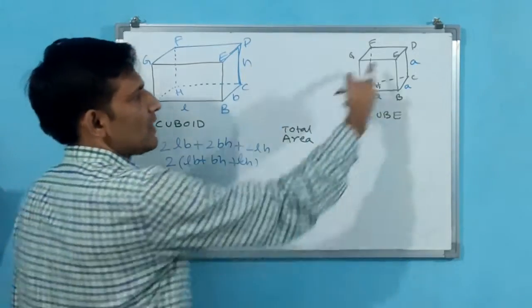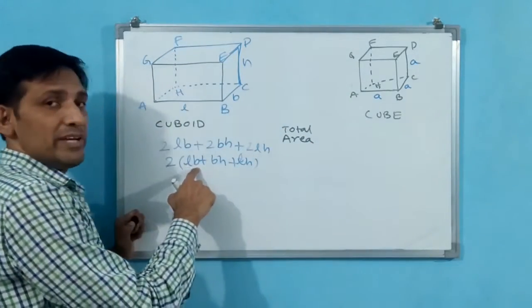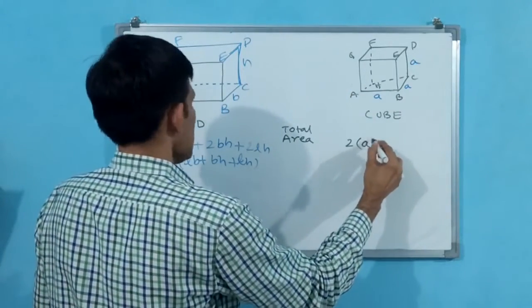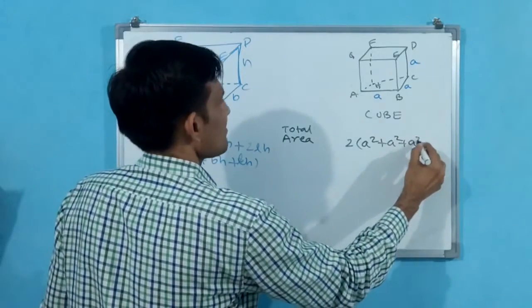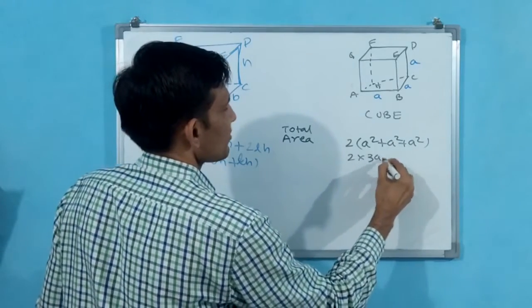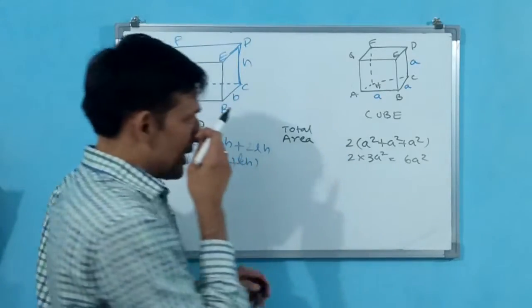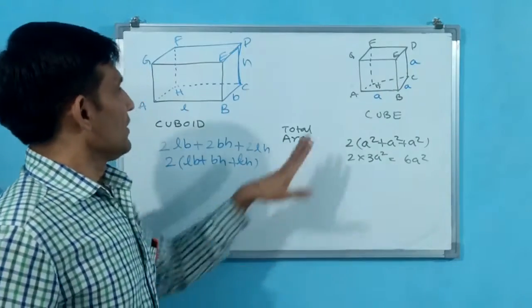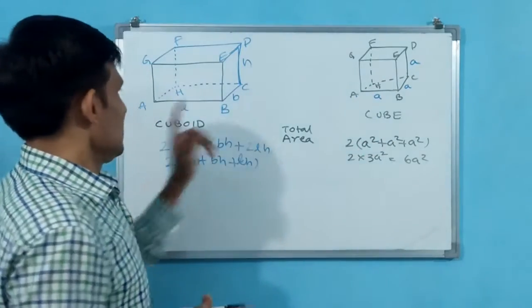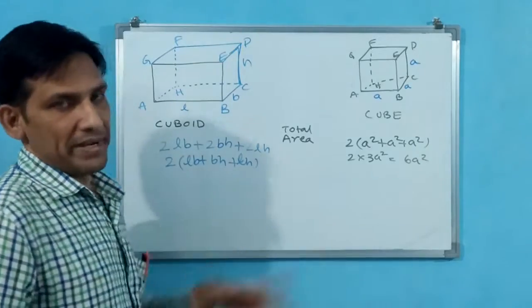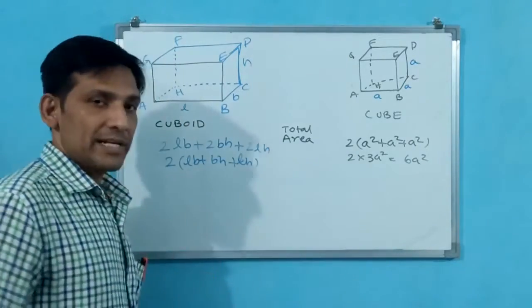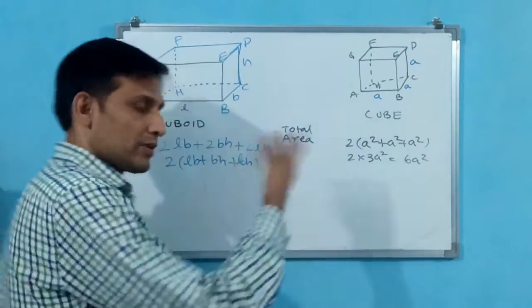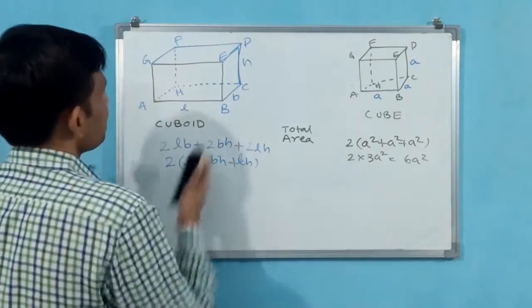What about here? LB is A square. That means if you take 2 common, A square plus A square plus A square. That means 2 into 3A square. That means 6A square is the total surface area. Okay. This is the area of a cube. This is the area of a cuboid. Okay. Now let us go for another figure. Sphere. Let us go for sphere.